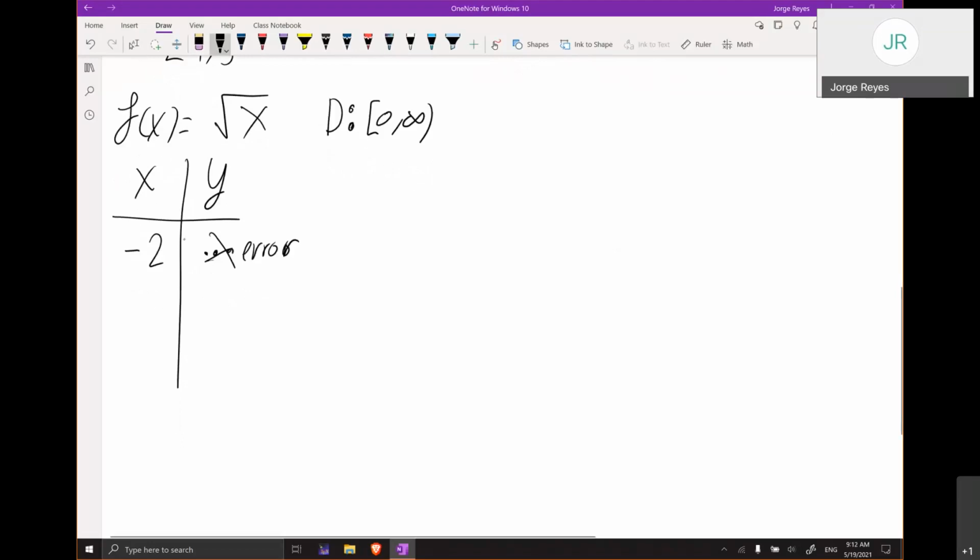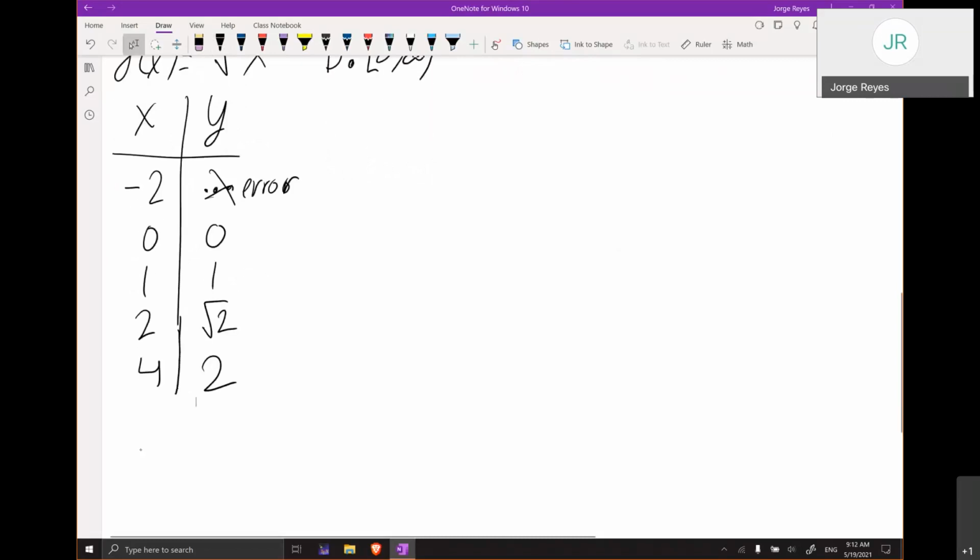Okay, so I start with 0 because I want to know what happens, and it's 0. And then 1 is 1, and 2 gets me the square root of 2, which is not that nice of a point. Like you don't really know where that is. So you probably want to then skip 3 because it'll get you square root of 3. Then 4 would get you 2, and then 9 gets you 3.